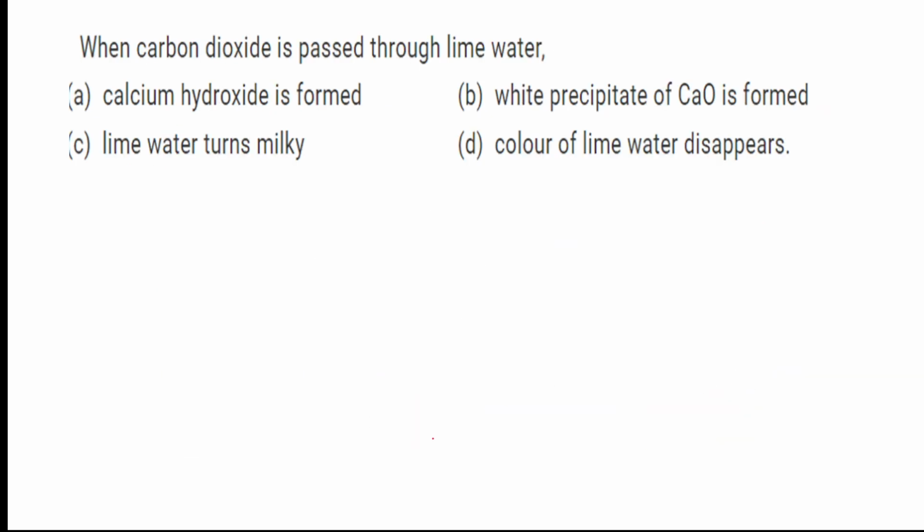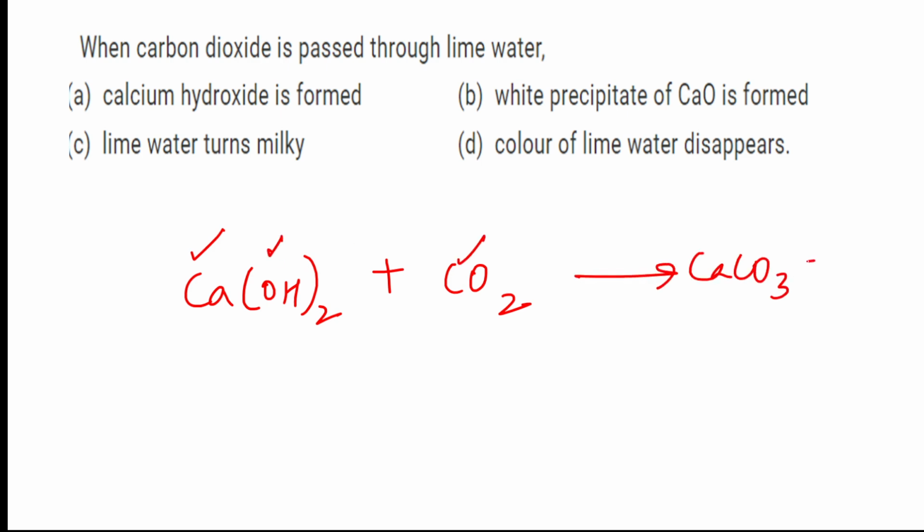Let us gradually go into one more. When carbon dioxide is passed through lime water. Let us write the lime water formula. Lime water is calcium hydroxide. What am I passing? I am passing carbon dioxide. Now this calcium, this oxygen, this carbon dioxide forms calcium carbonate plus water molecule. Correct. Now they said when carbon dioxide is passed through lime water, what happens? What is formed? Lime water immediately, because of this carbon dioxide, enters into the solution and turns lime water milky.